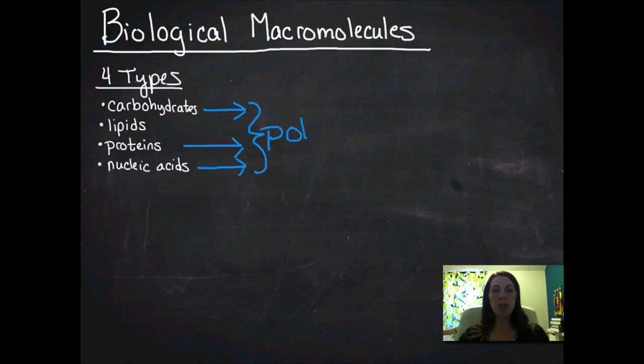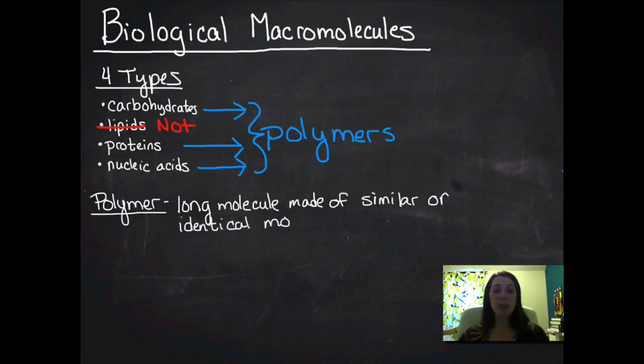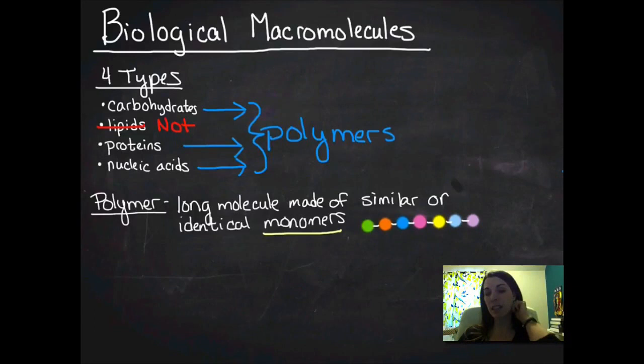So I do want to talk about the fact that these carbohydrates, proteins, and nucleic acids are all what we call polymers, whereas lipids are not polymers. And that's important to remember. We've talked quite a bit about polymers and monomers in class. So a polymer is simply a long molecule that's made of similar or identical subunits, which we call monomers. So monomer, let's define that. So I've got my, basically it's like a string of beads.